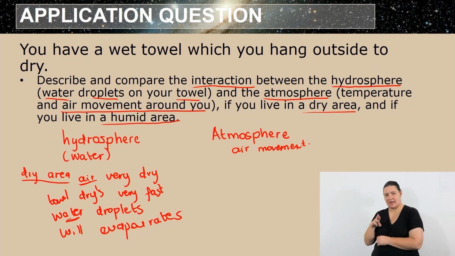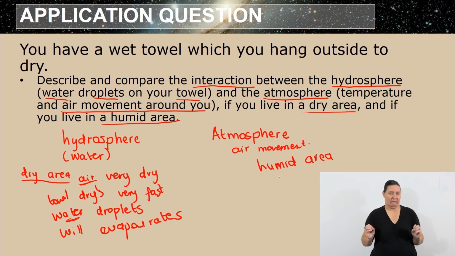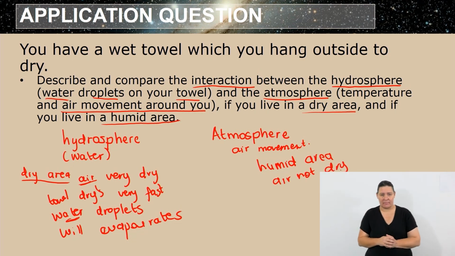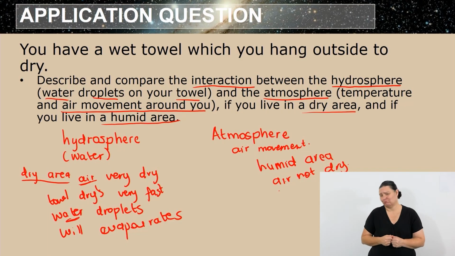And then in a very humid area, the air is not so dry. It's a bit wet. It has a lot of water droplets in the air. So it is not going to dry faster. The towel will not dry faster.